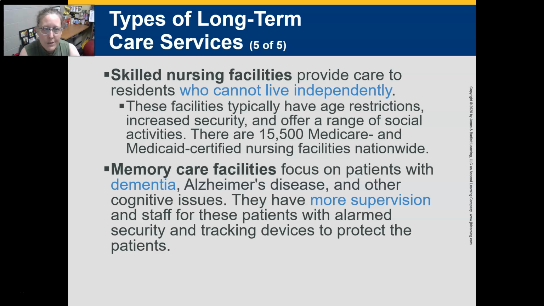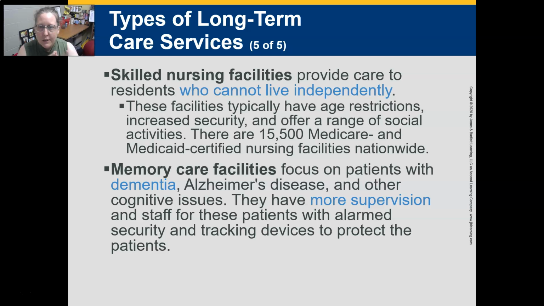Now, skilled nursing facilities are really what you think of when you think of nursing homes. These are care for residents who cannot live independently. Typically, these facilities have age restrictions, they have increased security, and they do offer a range of social activities. There are 15,500 Medicare and Medicaid certified nursing facilities nationwide.